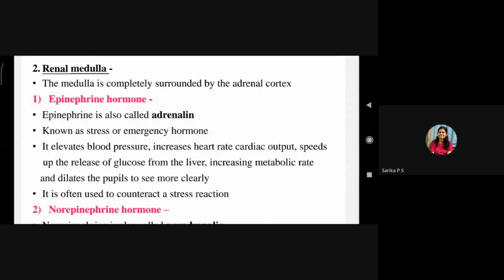Epinephrine is the hormone also known as adrenaline, produced by medulla. It is known as the stress or emergency hormone. When we are stressed, at that time adrenaline or epinephrine is released. And for coping up with stress, what is released?